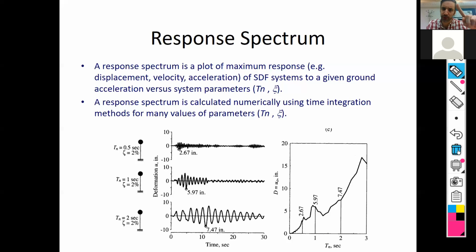But one thing is important, remember, this spectrum is for a given earthquake, so it's specific to that earthquake, and it's also for a given damping ratio. If I had a different damping ratio, I would have a different response. So the maximums will be different, so my curve will be somewhere else. Okay?